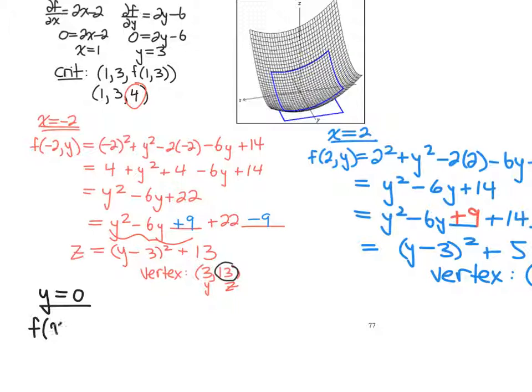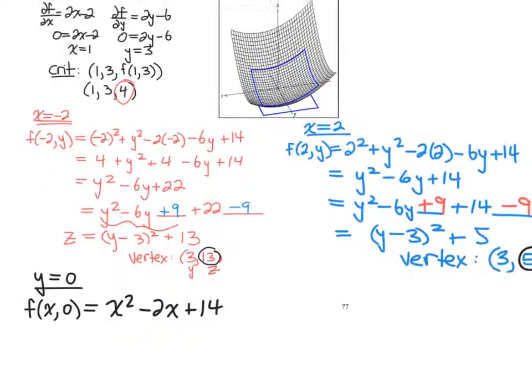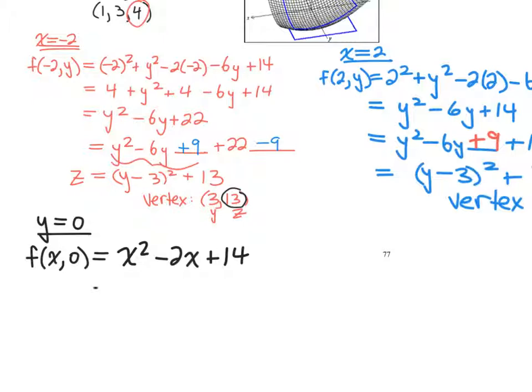So f of x comma 0. So x squared, all the y stuff cancels out, which is great news. So minus 2x plus 14. X squared minus 2x plus 1 minus 1.